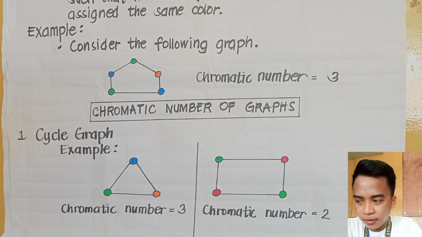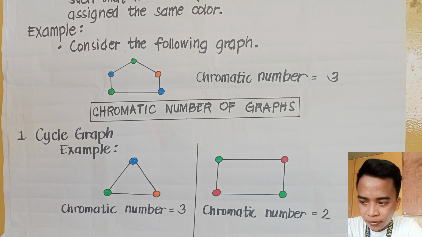So first, we have a cycle graph. As you can see on the screen, a simple graph of n vertices, where n is greater than or equal to 3, and n edges forming a cycle of length n is called a cycle graph. In a cycle graph, all the vertices are of degree 2.